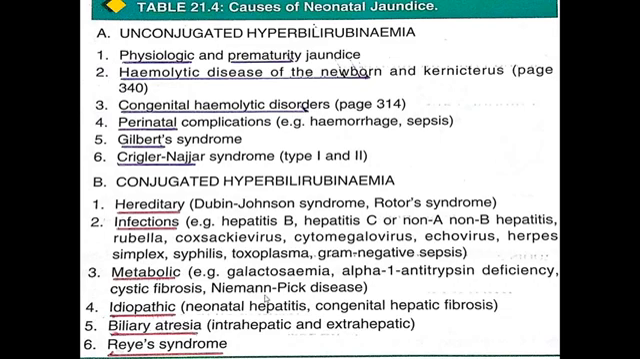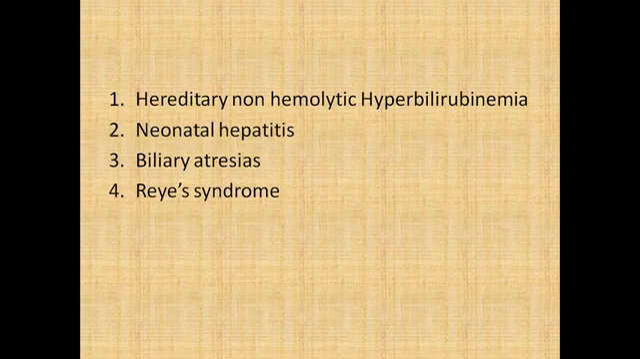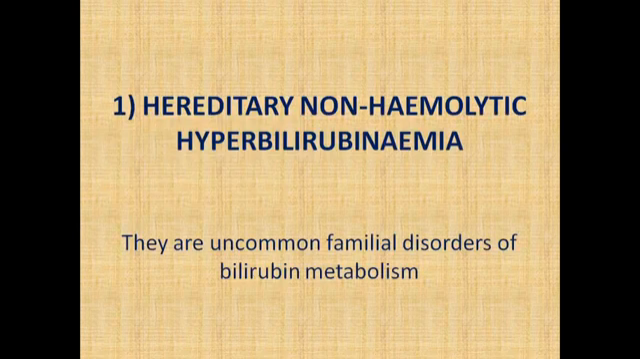Some metabolic causes are like alpha-1 antitrypsin deficiency, Niemann-Pick disease, idiopathic biliary atresia, and Reye syndrome. Out of these, we will discuss Gilbert syndrome, Crigler-Najjar syndrome, neonatal hepatitis, biliary atresia, Reye syndrome, and Dubin-Johnson syndrome and Rotor syndrome. We will discuss hereditary non-hemolytic hyperbilirubinemia, neonatal hepatitis, biliary atresia, and Reye syndrome.